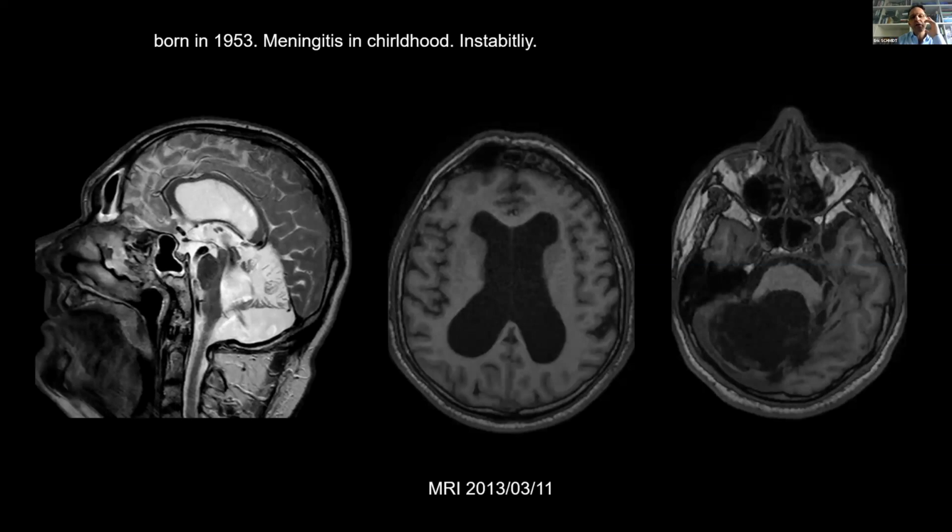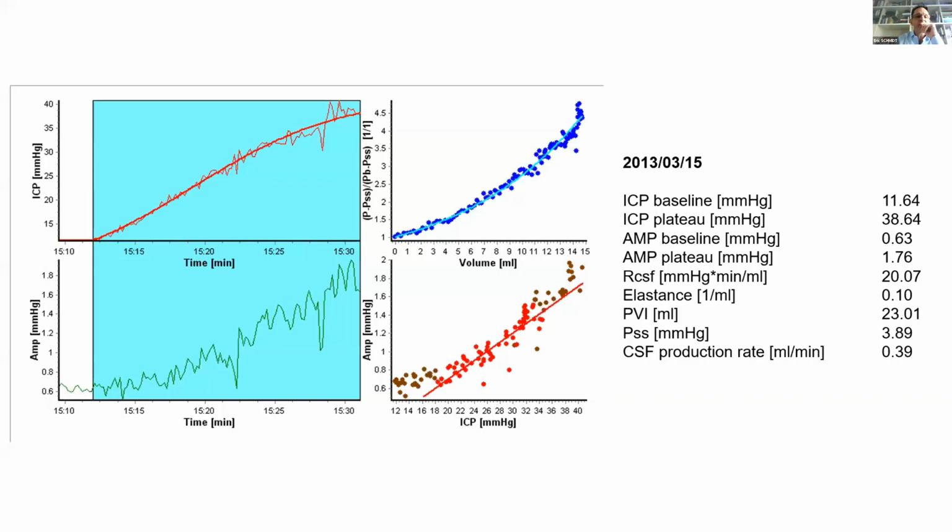The second case is an interesting case. A guy had meningitis in childhood, walking instabilities, and you see he got a large cyst in the posterior fossa, and you see dilated ventricle. Then I wanted to understand what his condition was and whether the CSF profile was normal. And you clearly see that when you inject fluid, pressure is going really quickly high and resistance to CSF outflow is clearly increased. There is an obvious alteration.